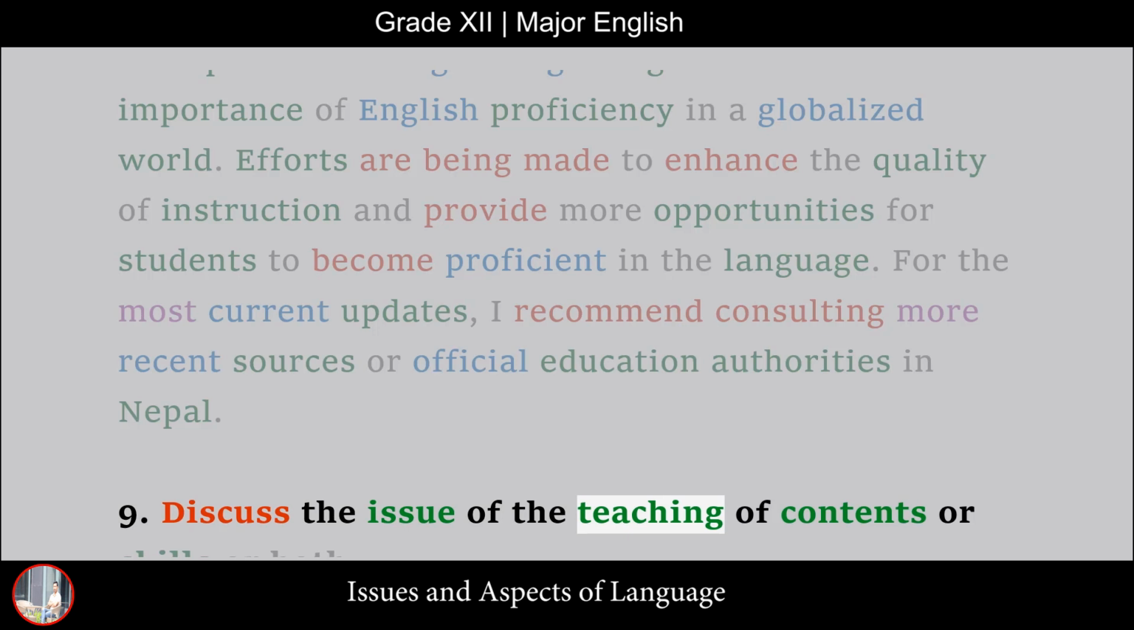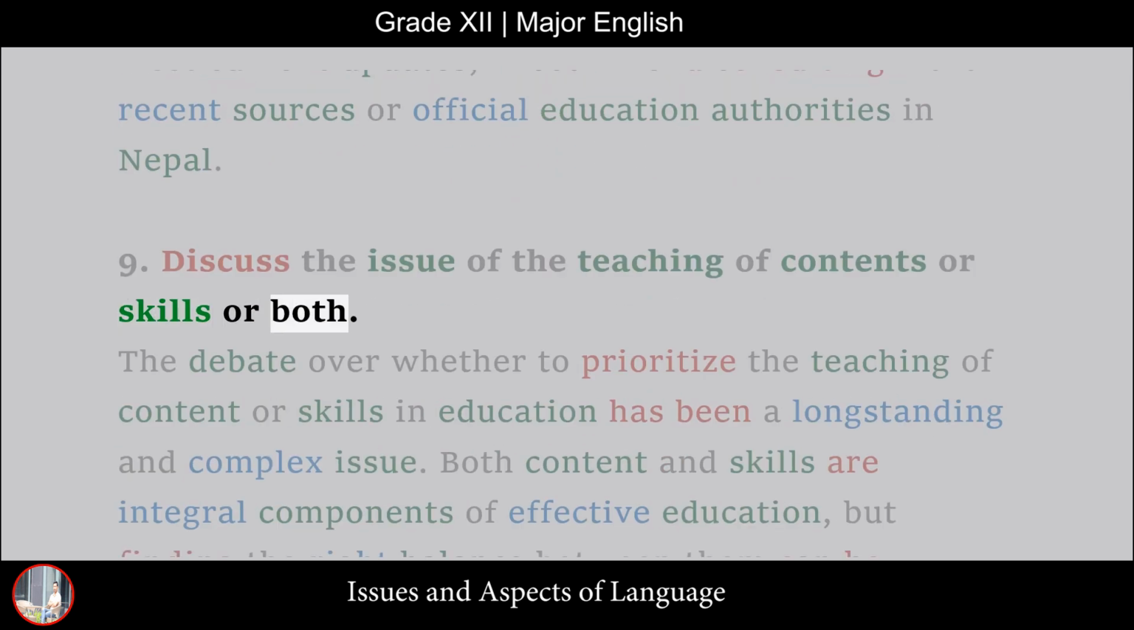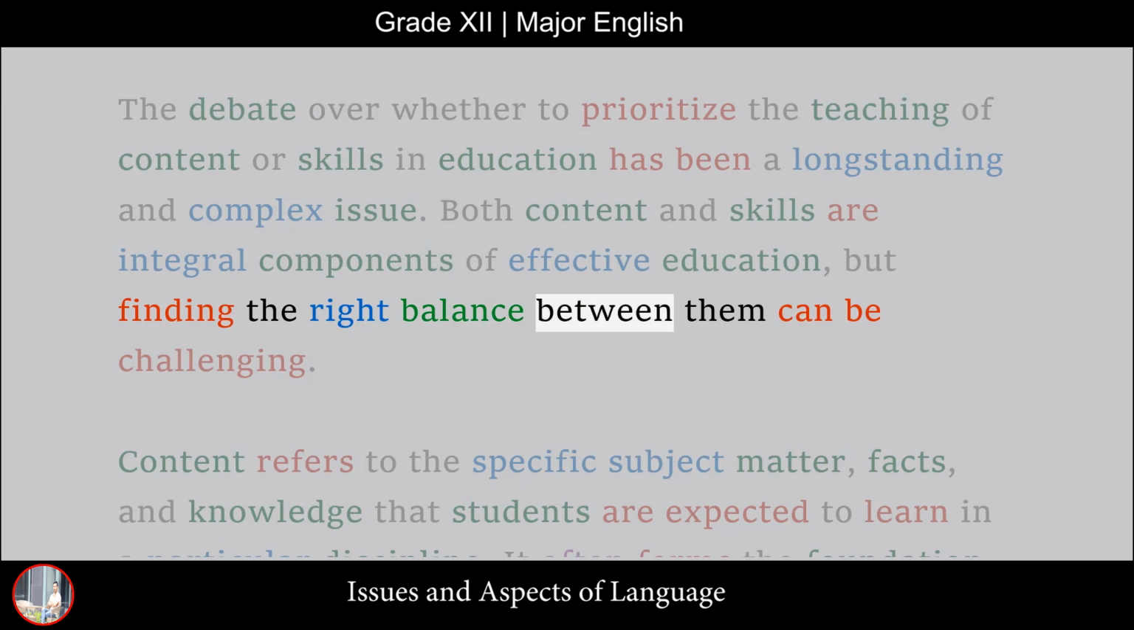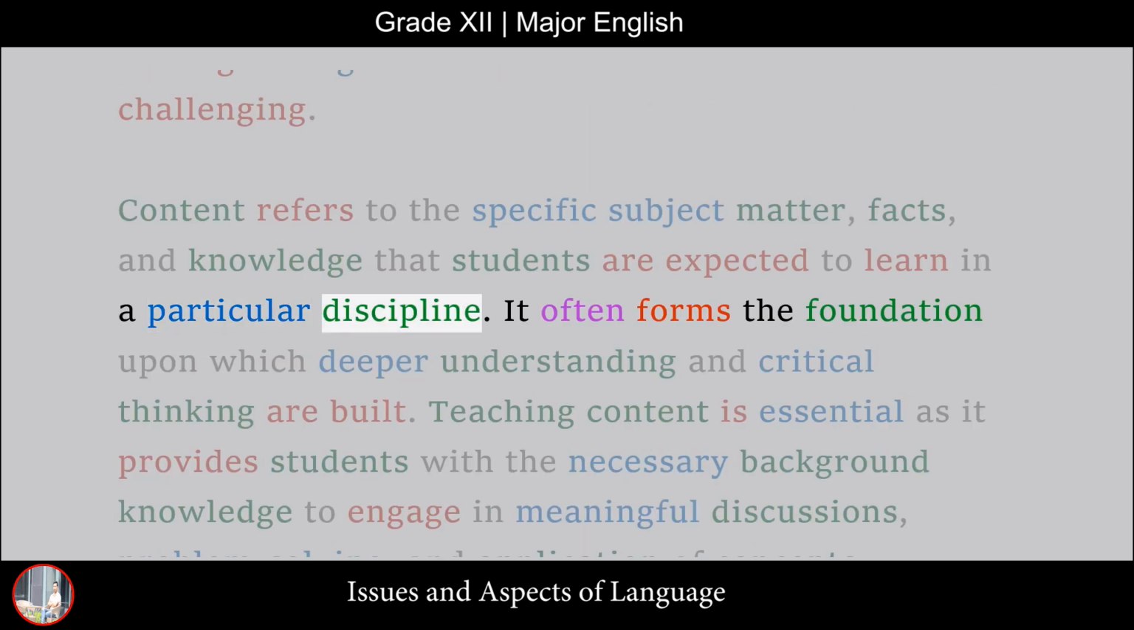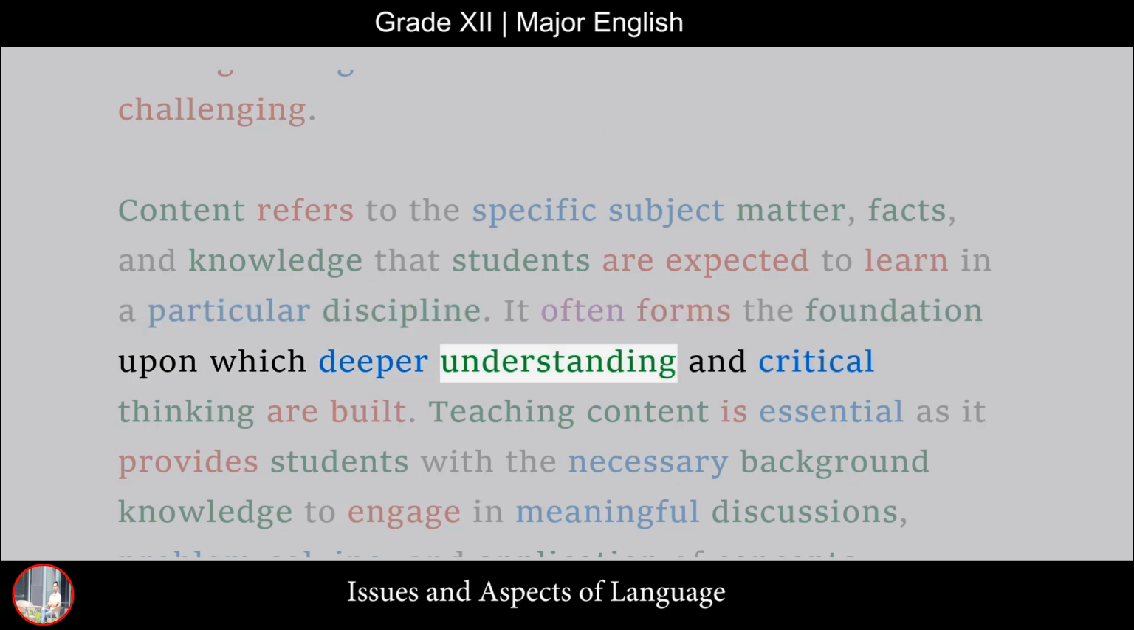9. Discuss the issue of the teaching of contents or skills or both. The debate over whether to prioritize the teaching of content or skills in education has been a long-standing and complex issue. Both content and skills are integral components of effective education, but finding the right balance between them can be challenging. Content refers to the specific subject matter, facts, and knowledge that students are expected to learn in a particular discipline. It often forms the foundation upon which deeper understanding and critical thinking are built.